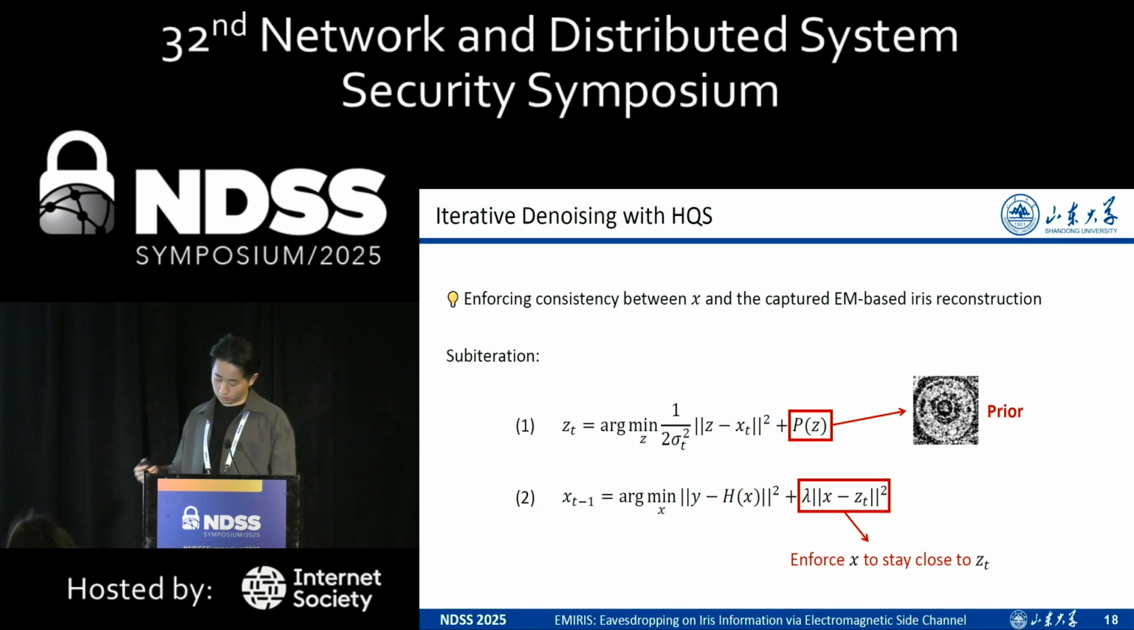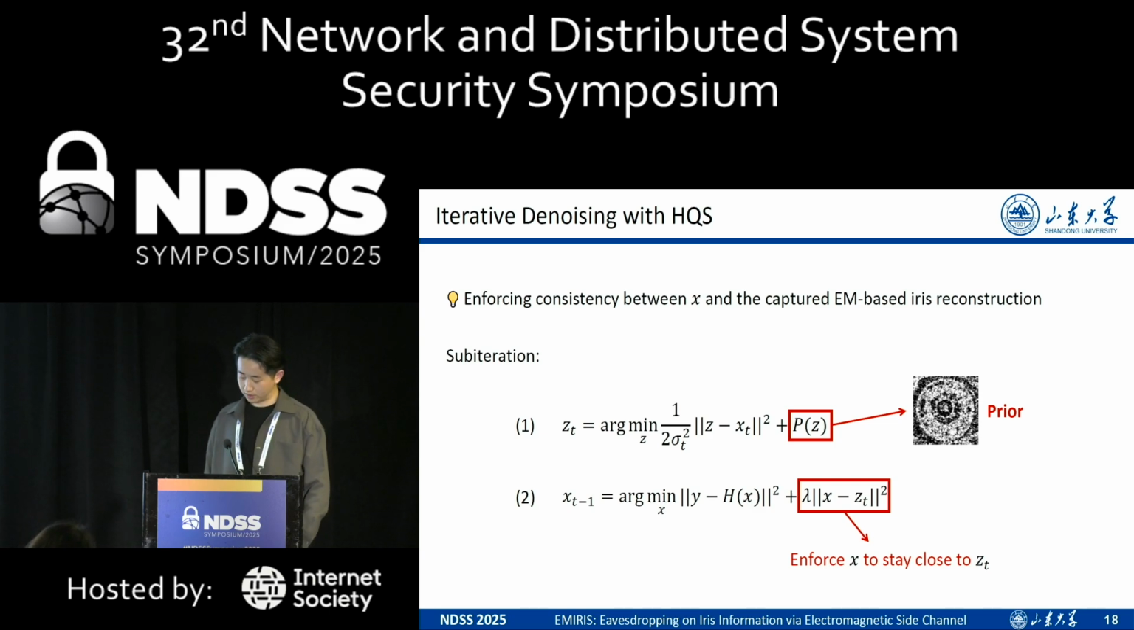Here, y denotes the initial iris reconstructed from EM signals. This step ensures that the generated iris aligns with the expected feature distribution. By repeating these steps, we can gradually refine the iris image and enhance its structure and quality. So this is a prior, not a condition.